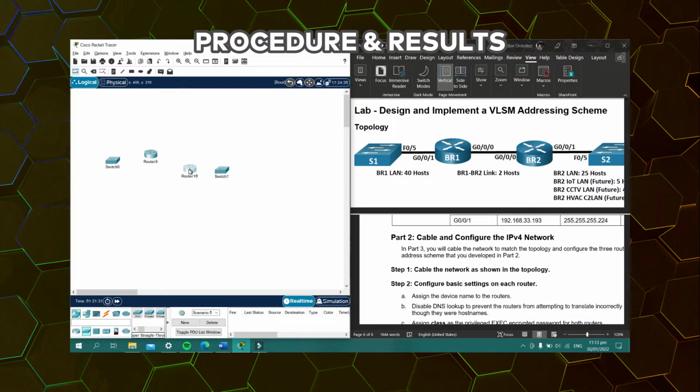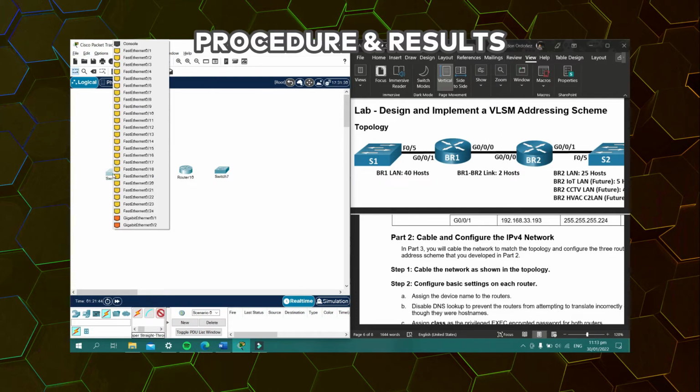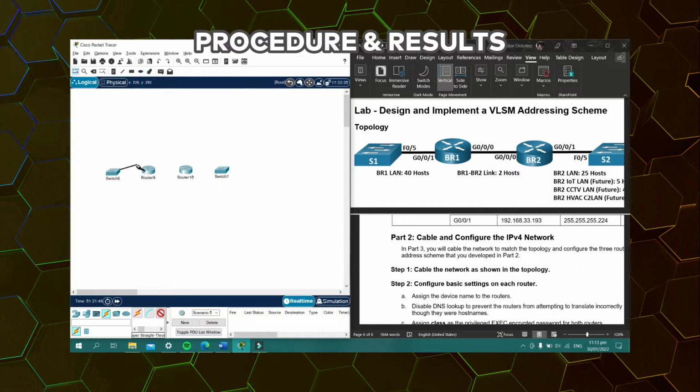There. So let's arrange it, and I will use a copper straight-through cable. So first, go to S1 and click F0, FastEthernet 0/5, and go to GigabitEthernet 0/0/1.